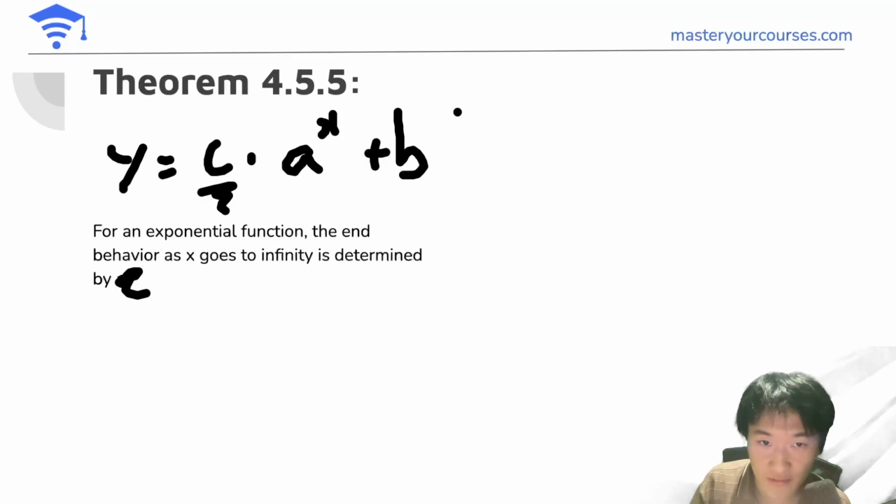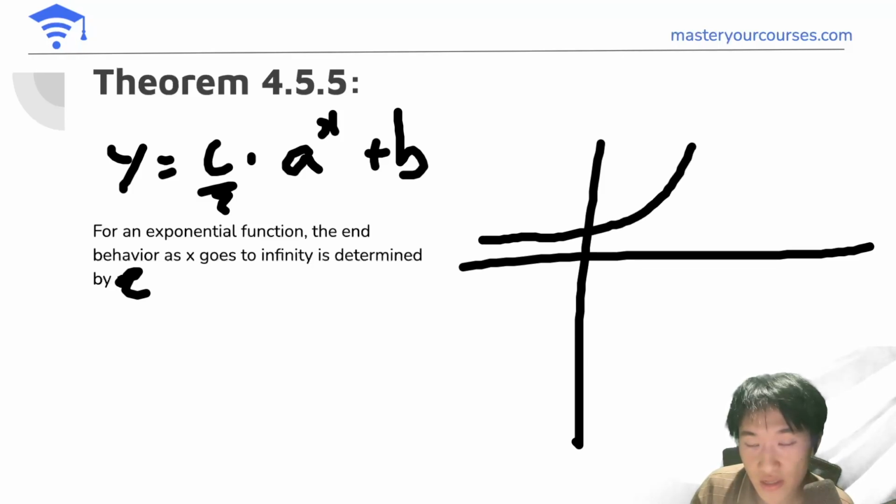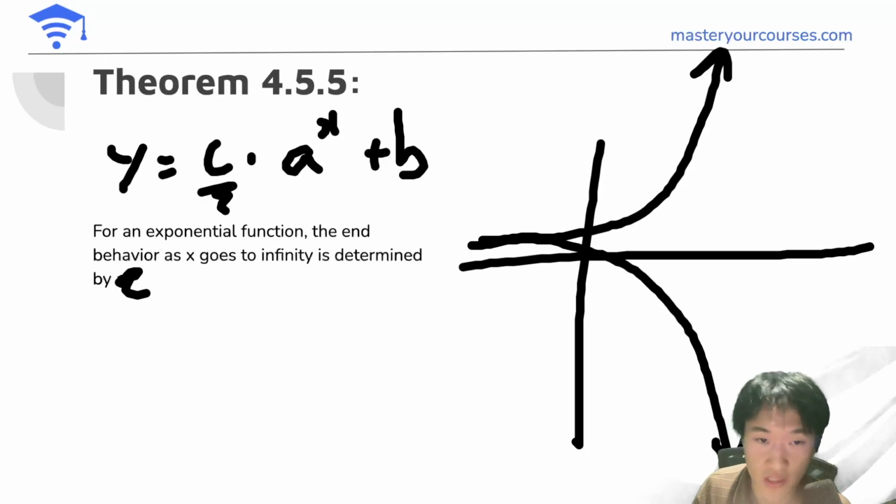If c is positive, then your exponential function is going to expand upwards. So what's your end behavior? Well, it's also going to go to infinity. What if c is negative? Well, the opposite's going to happen, right? It's going to open up downwards. So the end behavior, well, it's going to go to negative infinity. So this c, the sign of c, determines the end behavior for the exponential function.